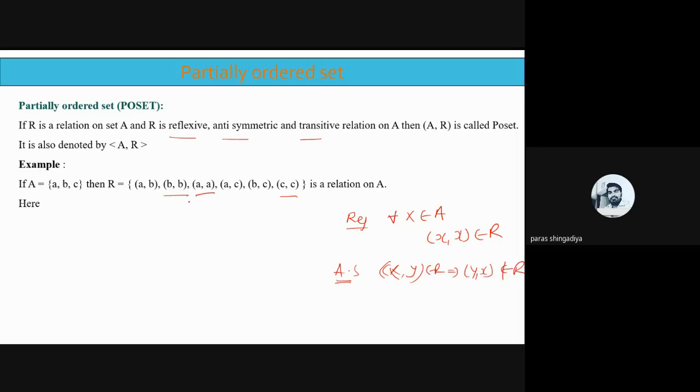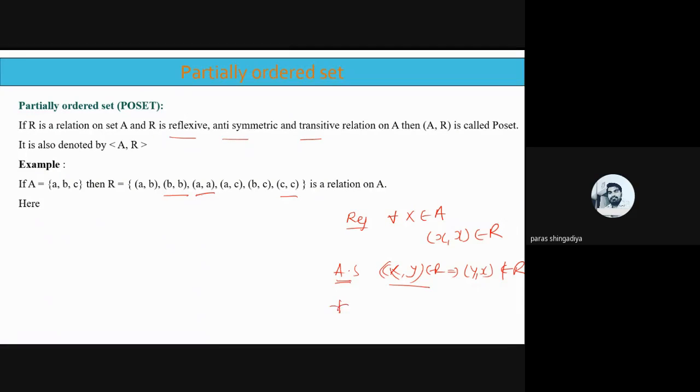Now (B, B). As we know, (A, A), (B, B), (C, C), these three pairs are considered as both symmetric as well as antisymmetric form by default. Which pairs? (A, A), (B, B), and (C, C). So this is antisymmetric, this is also antisymmetric. Now (A, C): here (C, A) does not exist. And now (B, C): so (C, B) also does not exist. Clear? So for all such pairs, if (x, y) belongs to R, then (y, x) does not belong to R. Therefore, this relation also satisfies the antisymmetric condition.